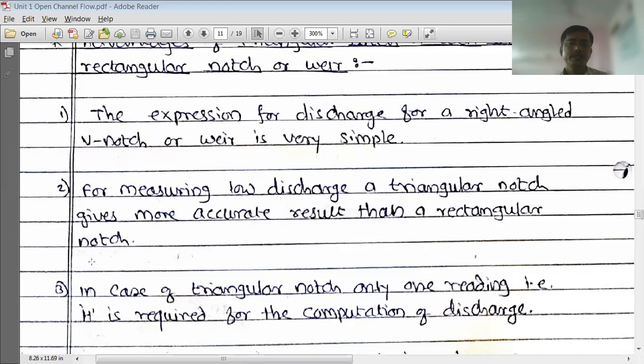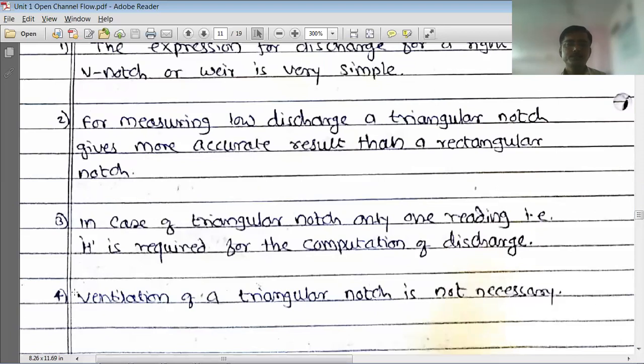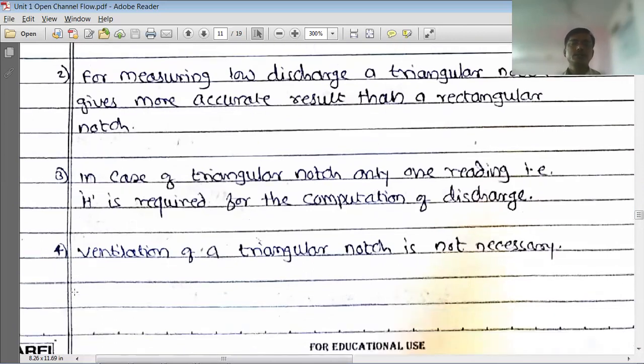Third advantage, in case of triangular notch, only one reading, that is H, is required for computation of the discharge. Just a few minutes ago, we have seen that in case of rectangular notch, we require two readings: the length of the rectangular notch and the height or head of water over it. But in case of triangular notch, we require only one value, that is head. And the last advantage of the triangular notch over the rectangular notch is that ventilation of the triangular notch is not required.